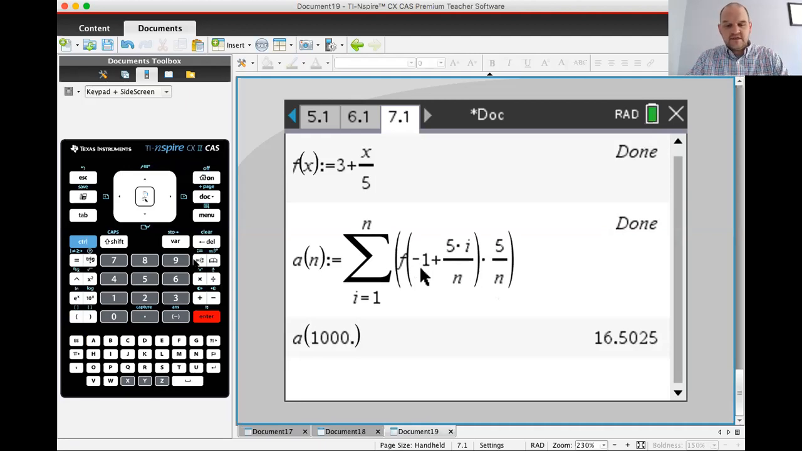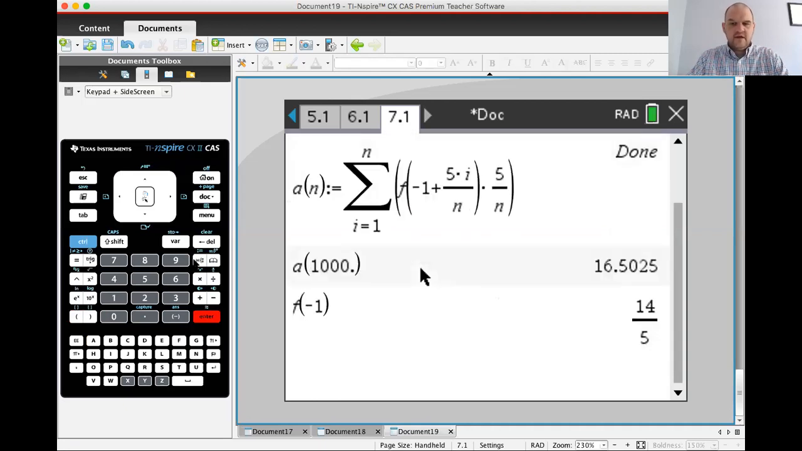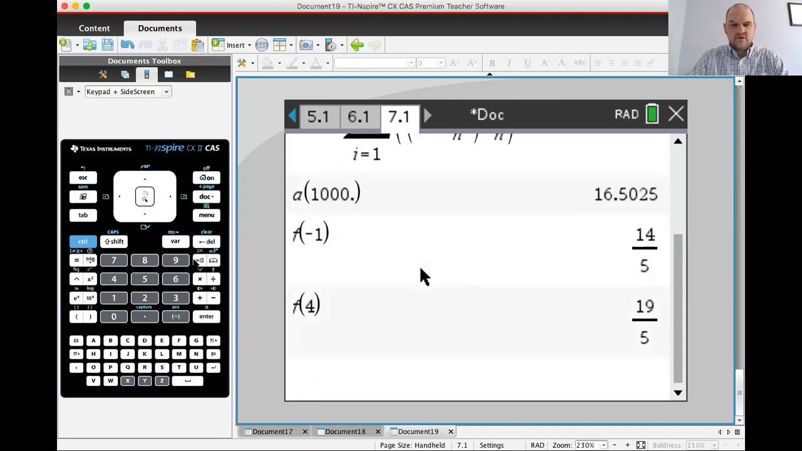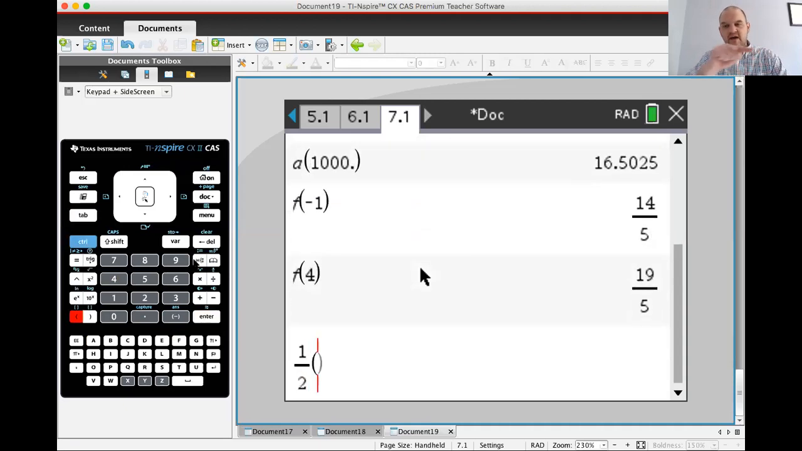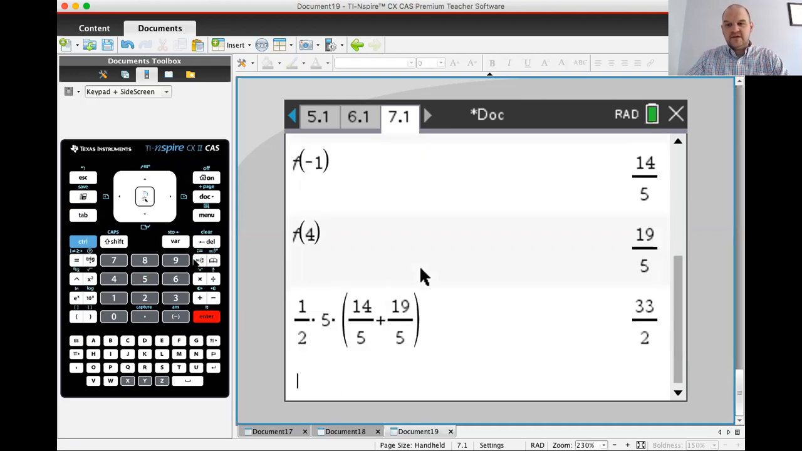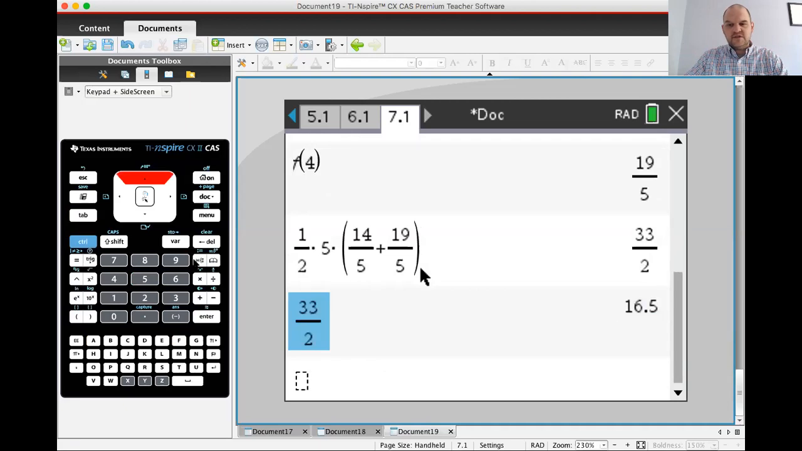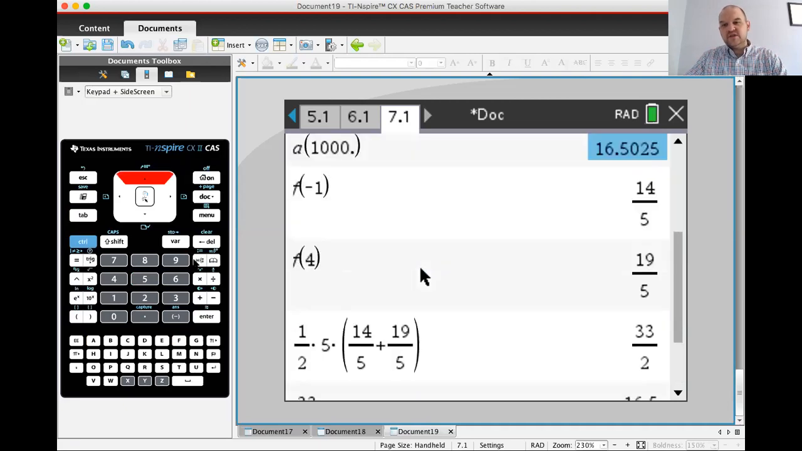If I wanted to do this as a trapezoid, I can do f of -1, that's the first base, f of 4, that's the second base. So I want to do 1/2 times the height of this thing, which is 5, and then I need the sum of the bases: 14 over 5 plus 19 over 5. It seems like this isn't going to work out nicely, but it probably will. So I get 33 over 2, which is 16.5. My approximation, 16.503, pretty good.